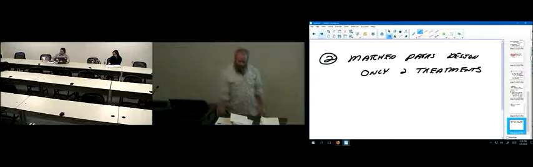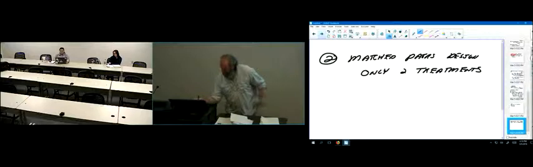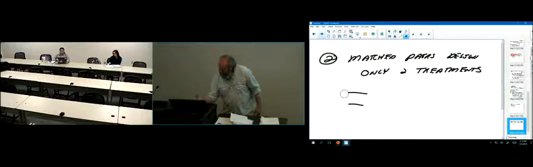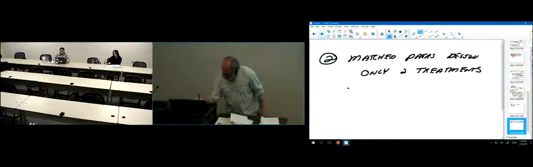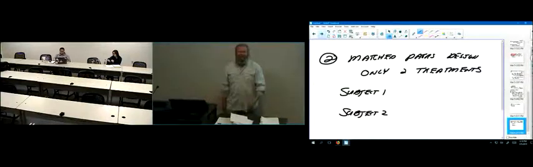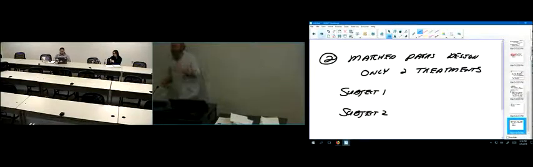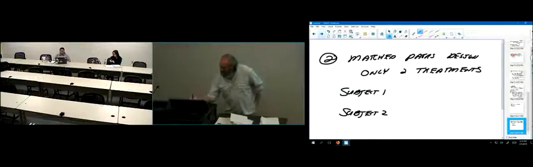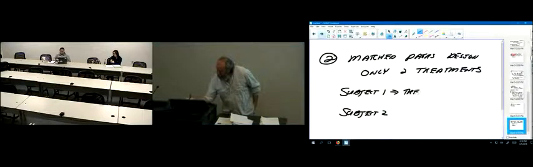That's matched pairs. I can't really draw you a nice picture of this. If I was going to draw a picture, I'd have a whole bunch of these: subject 1 and subject 2. I can't really say groups. I can't really say anything was randomly assigned. We matched them, by, like I said, gender, age. That's a couple that are common. And then this one gets treatment 1, this one gets treatment 2. You're only allowed to have two treatments.